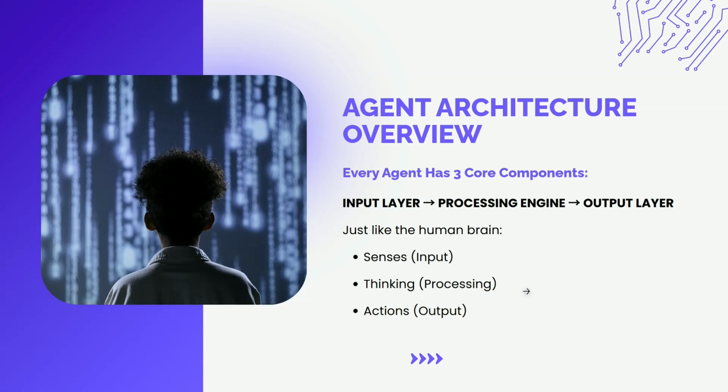Let's start with the fundamental architecture. Every agent, no matter how complex, has three core components. Think of it like the human brain. We have senses that gather information, a thinking process that analyzes it, and actions we take based on our conclusions.